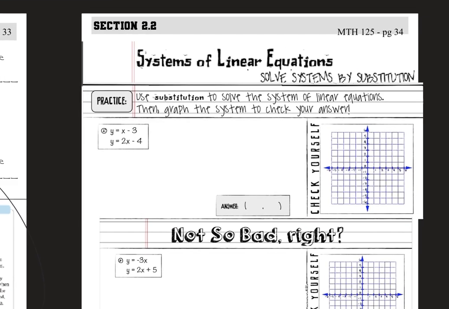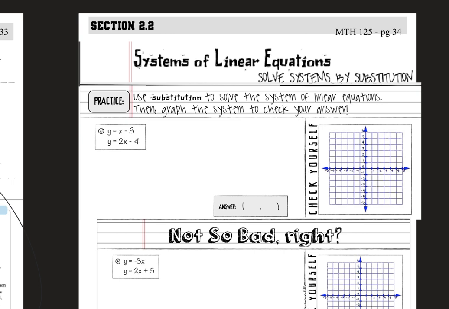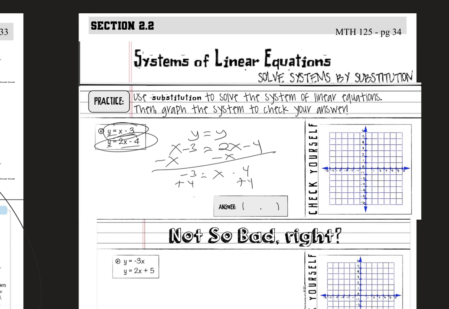Looking at page 34. Use substitution. This is a different method to solve systems. Substitution basically happens when you have two things that are equal to something. That means they're equal to each other. For instance, here y is equal to x minus 3 and y is equal to 2x minus 4. I can substitute x minus 3 for y and 2x minus 4 for y, and solve for x. If I get x's on one side and my constant on the other, I have x equals 1. That's part of the solution.